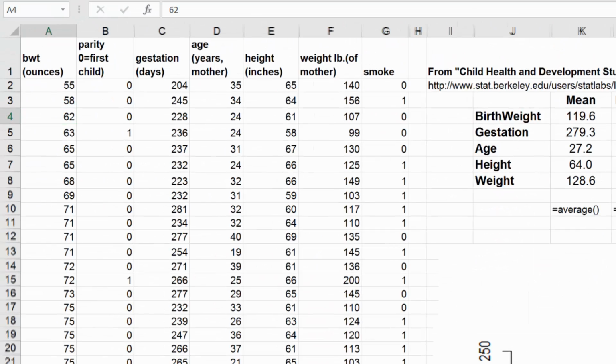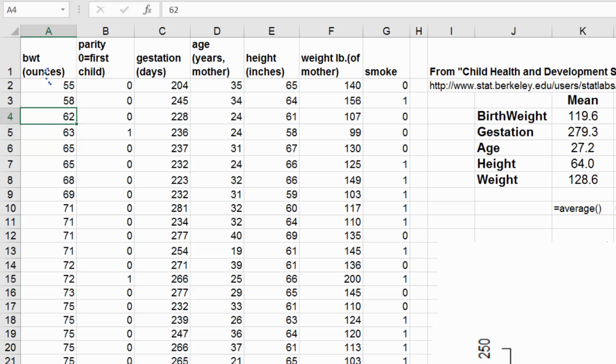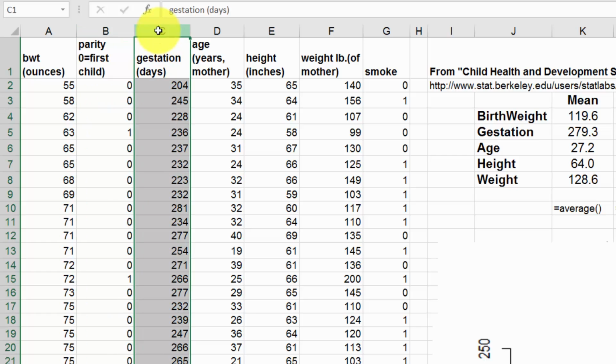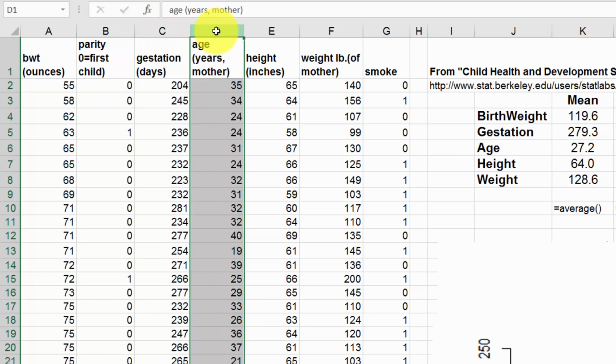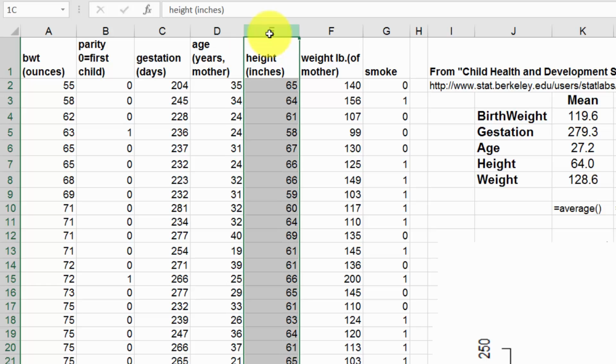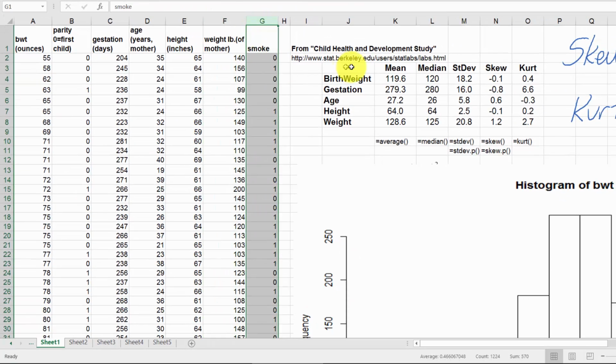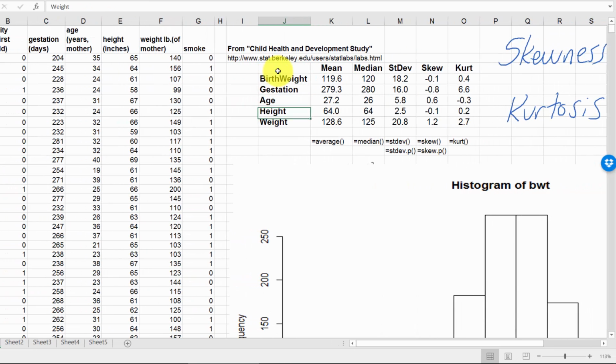The variables we have today are the birth weight of a child in ounces over here. This is an indicator of whether this was the first child born to the mother or not. Length of the pregnancy in days, age of the mother when they gave birth, height of the mother, weight of the mother, and did the mother smoke? So over here I have some descriptive statistics of some of these variables: birth weights, gestation, age, height, and weight of the mother.